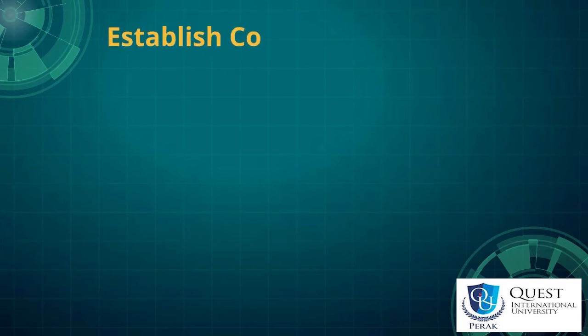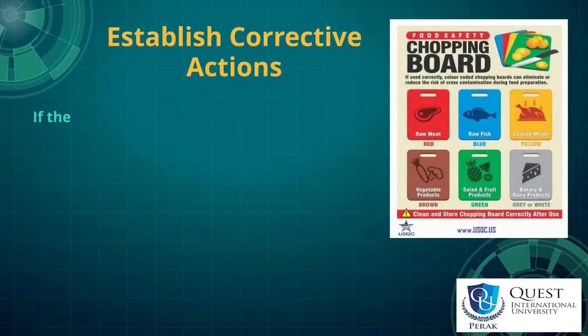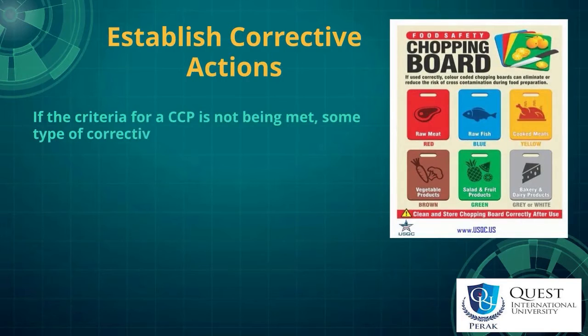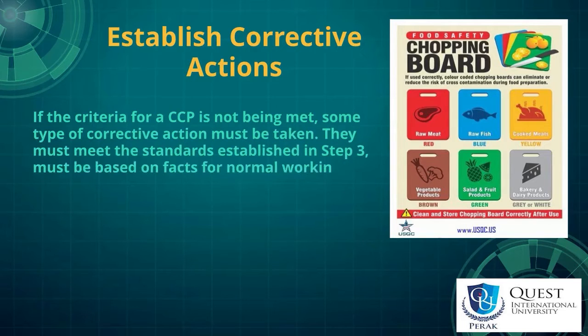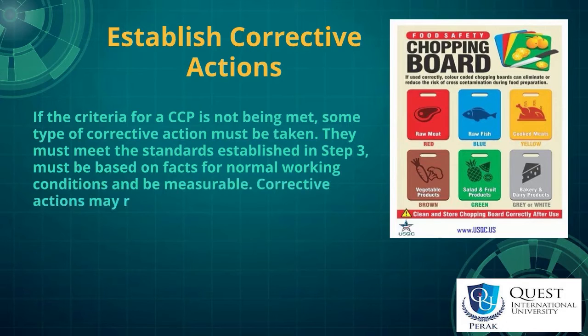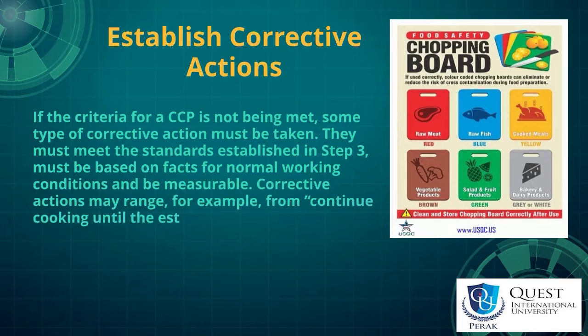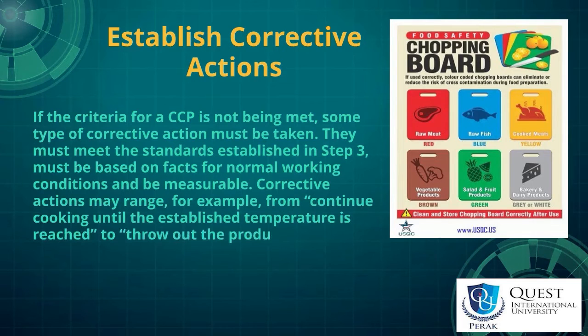Step 5 is about establishing corrective actions. If the criteria of a CCP are not being met, some type of corrective action must be taken. They must meet the standards established in Step 3, be based on facts for normal working conditions, and be measurable. Corrective actions may range, for example, from continue cooking until the established temperature is reached to throw out the product, depending on the severity of the situation.